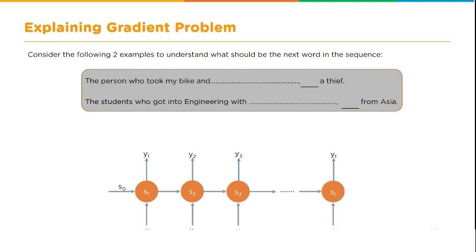Explaining gradient problem. Consider the following two examples to understand what should be the next word in the sequence. The person who took my bike and blank, a thief. The students who got into engineering with blank from Asia. And you can see in here we have our X value going in, we have the previous value going forward, and then you back propagate the error like you do with any neural network. And as we're looking for that missing word, maybe we'll have the person took my bike and blank was a thief. And the student who got into engineering with a blank were from Asia.